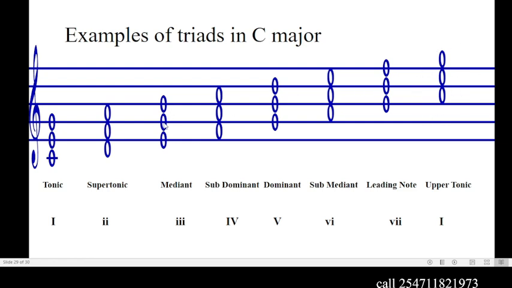Remember that this triad here is the supertonic triad in C major, but it can be something else in another key. Even this one is a tonic triad in C major, but in another key, it can be another triad. So you have to note the key signature of the triad that you're constructing or they're describing.